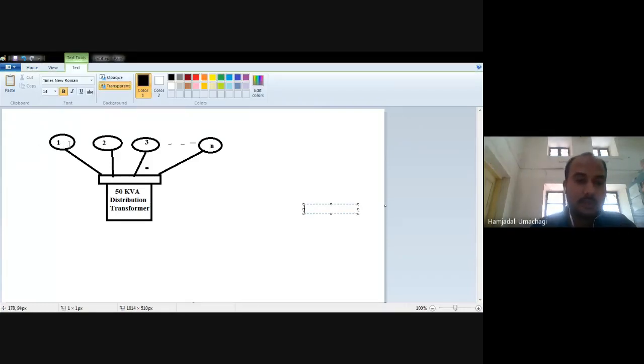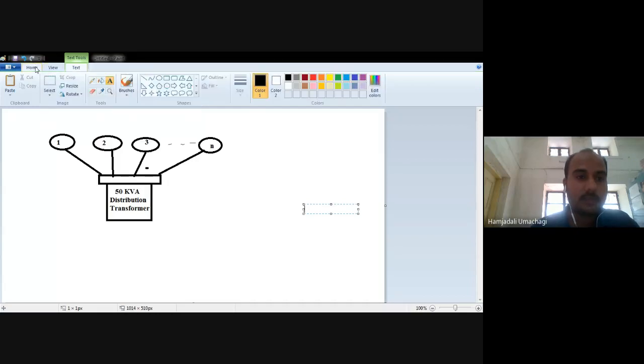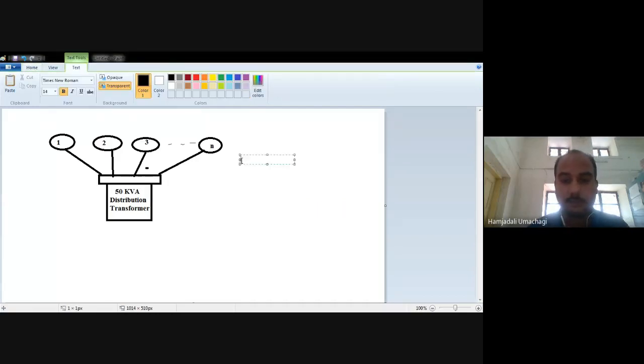So now, to satisfy the load demand of all these consumers from house number 1 to house number n, we are using a 50 kVA distribution transformer. But as for the efficiency equation of the transformer, what is it given by? Efficiency is equal to output by input. Output divided by input, yes or no?